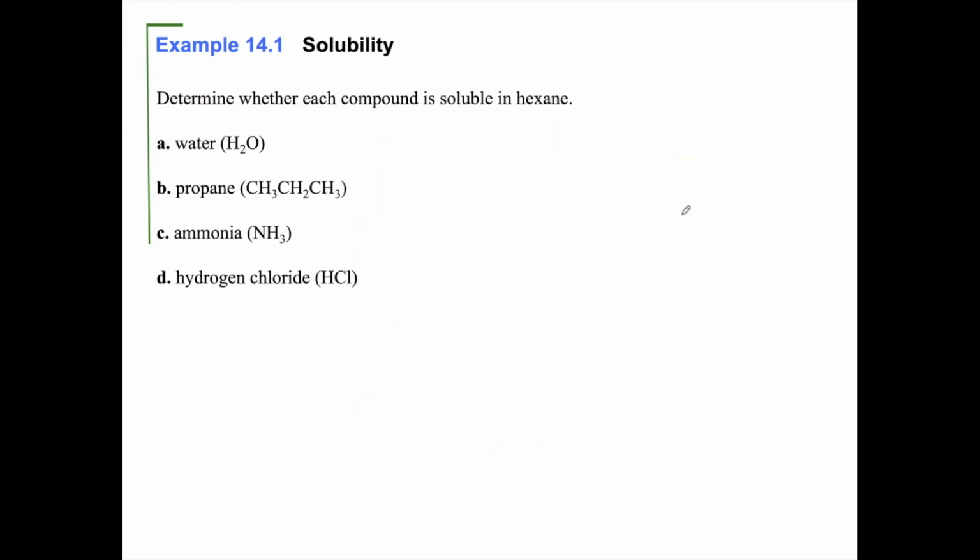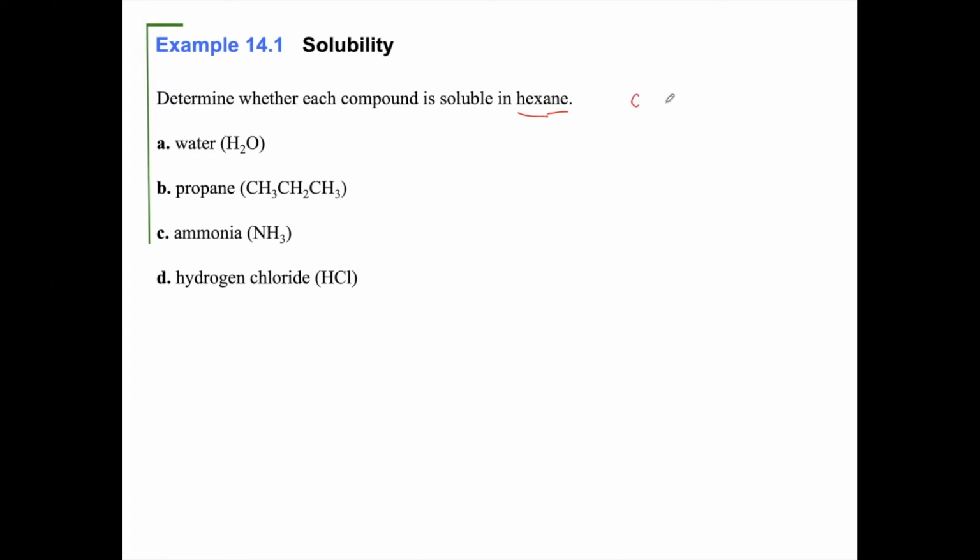Determine whether each compound is soluble in hexane. Okay, well, first we need to consider what hexane is. Recall that, I believe this is in chapter 3, how you can determine the structure of a hydrocarbon based on the name and vice versa. So hexane, that prefix is implying that there's 6 carbons, and that suffix, ane, implies that this is an alkane, so it only has single bonds.